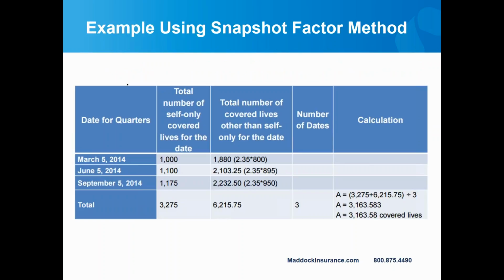So here's an example that I pulled off the government website of a large company, how they use 3 different quarters, and they're using the snapshot factor method. As you see here, the total number of self-only, so those are the people that enrolled as single, is 1,000 on the first quarter. And then they look at the people that enrolled as something other than self, and they multiply that by 2.35 to get the total. And then they add it up and divide it by 3.